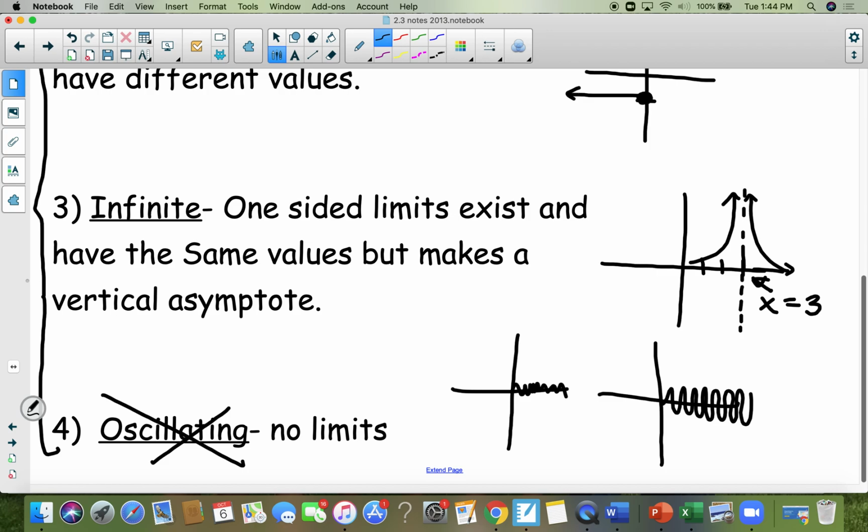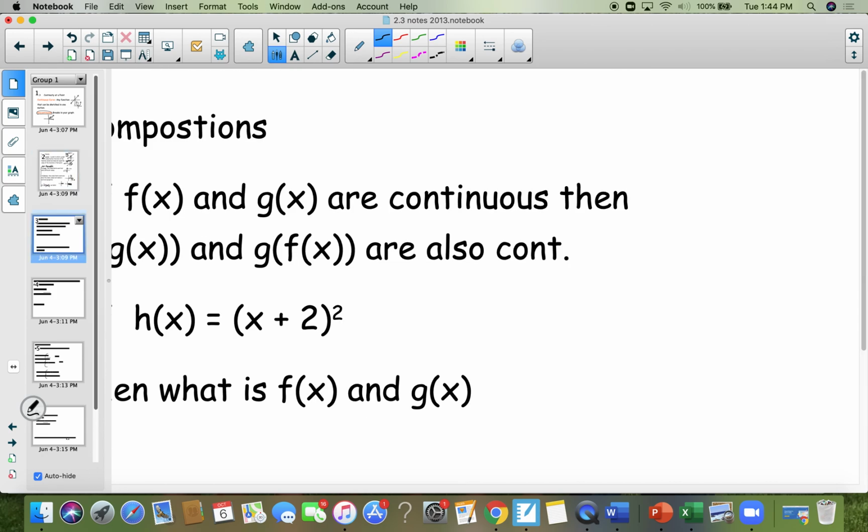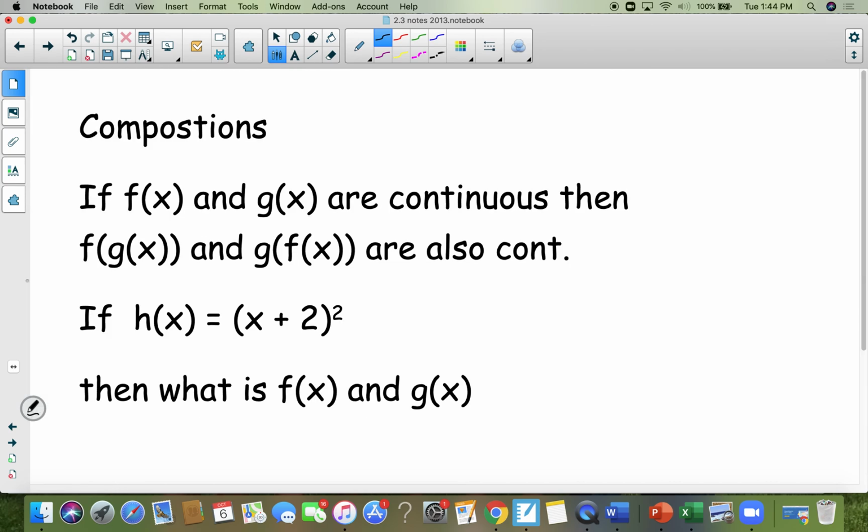Okay, next one. Compositions. Oh, you've never done this before. If f of x and g of x are continuous, then f of g of x and g of f of x are also continuous. These are compositions. So let's review compositions again. Let's go up here and review what a composition is. So f of x is equal to really basic x plus 1. g of x is 2x.